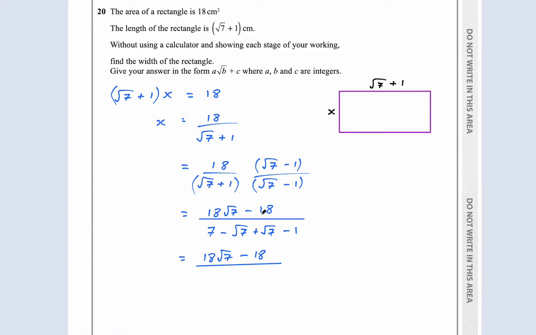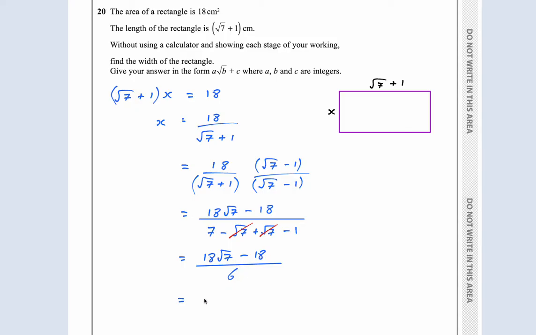And you'll see guys, this is why you multiply by the conjugate of the denominator, because these two, the minus root 7 and the plus root 7, cancel, because minus root 7 plus root 7 is 0. So I'm just left with this over 7 minus 1. We can all do 7 minus 1. It's 6. And then very nicely, I can divide both by 6.